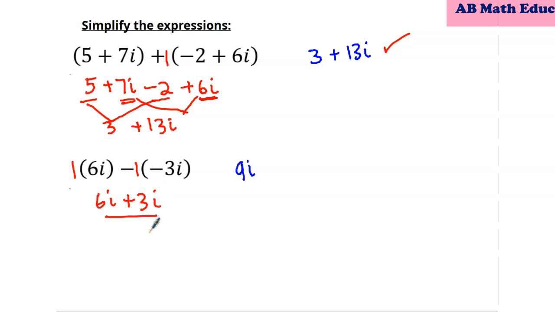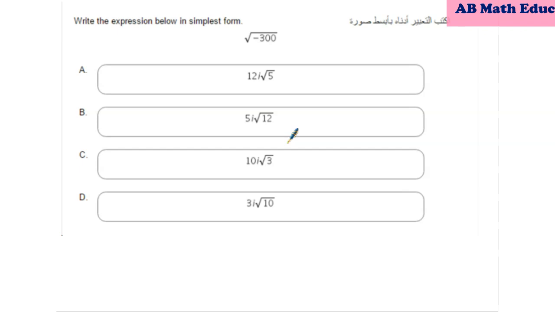It's only 2 like terms, and then you combine, you get 9i. And that's what we got from the calculator. Alright. So with this expression, the calculator can also do this one easily.